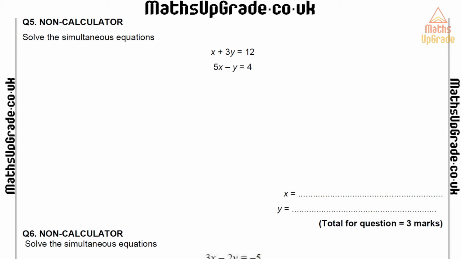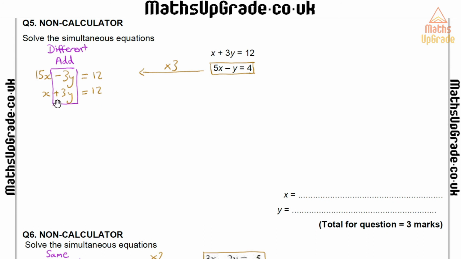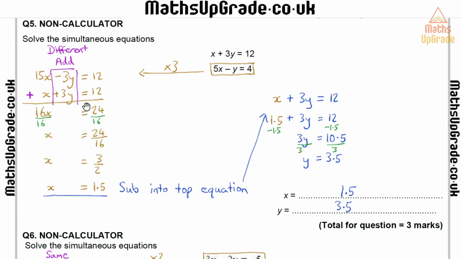Question 5. I need to solve these simultaneous equations. Again, the coefficients of x nor y are the same, so I need to manipulate. I'm going to choose the y here. I'm going to multiply all of this equation by 3, since that would give me negative 3y. And then I know the signs of these y's are different, so I need to add to eliminate the y's. That gives me 16x equals 24, so x would be 1.5.